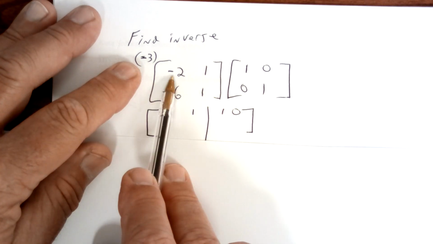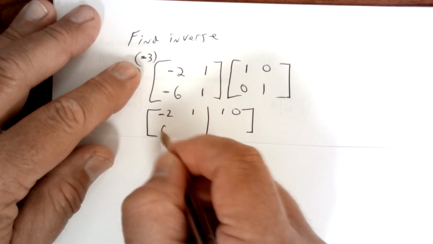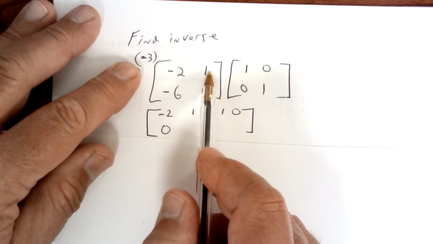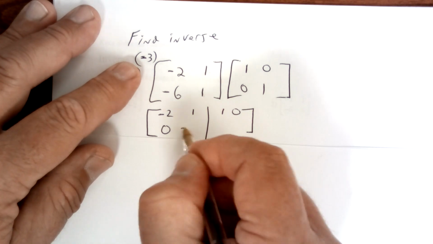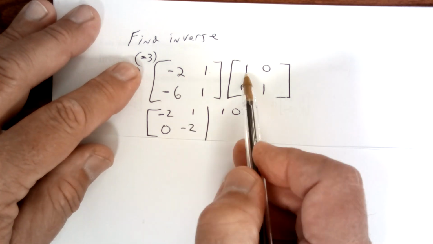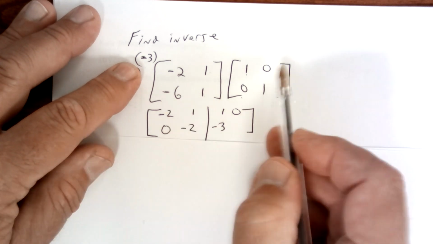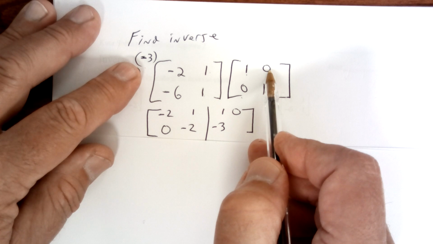And 6 and negative 6 is 0. That's a 0 I want. Negative 3 times 1 is negative 3. Plus 1 is negative 2. Negative 3 times 1 is negative 3, plus 0 is negative 3. Negative 3 times 0 is 0, plus 1 is 1.